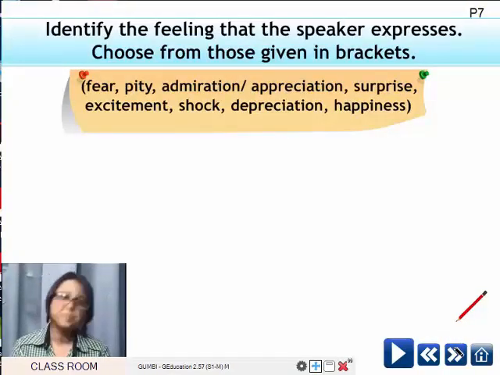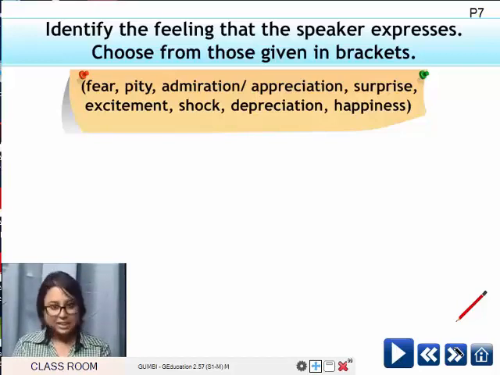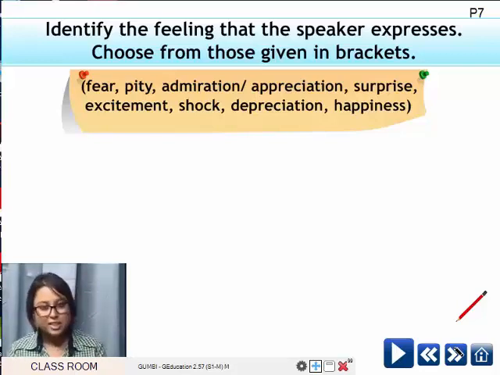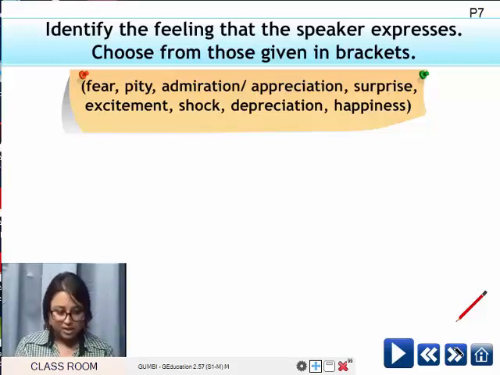to the next exercise. Some pictures will be displayed on the screen. Okay, you have to select a feeling that is appropriate. Look at the picture and identify the feeling from the box. The feelings are fear, pity, admiration, appreciation, surprise, excitement, shock, depreciation. It means the opposite of appreciation. Happiness.